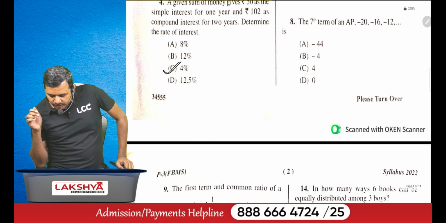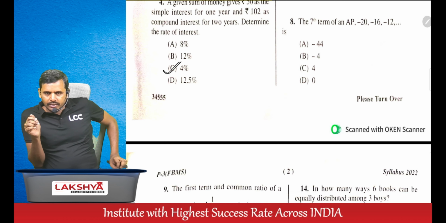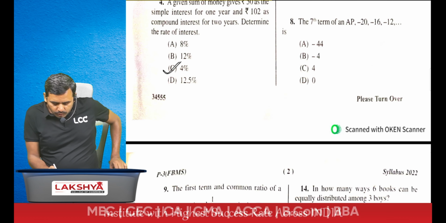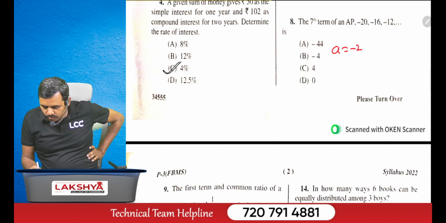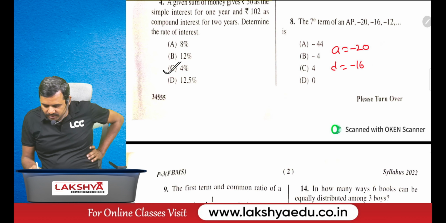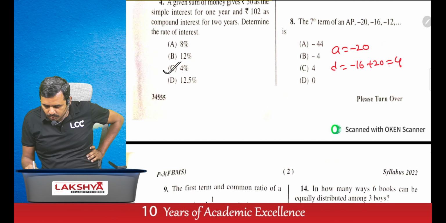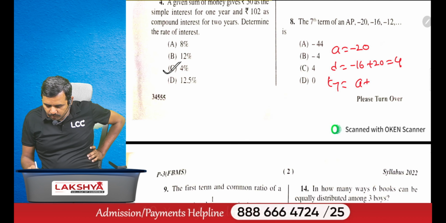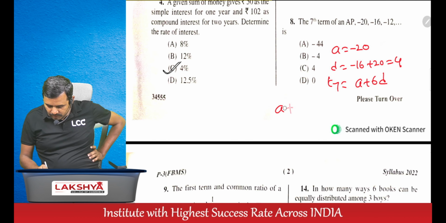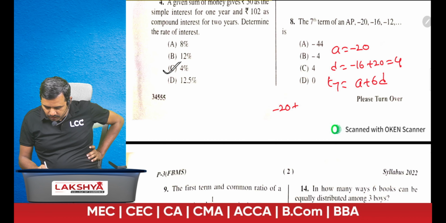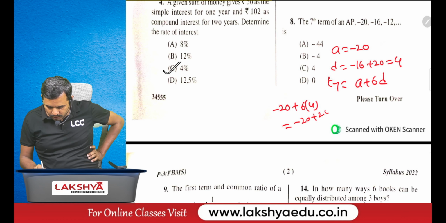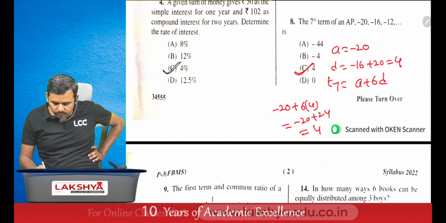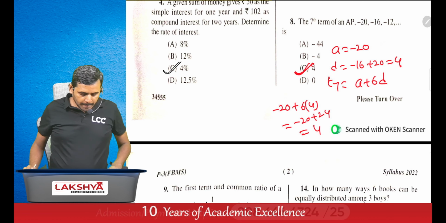Next, 8th question. See, 7th term of AP. The question is minus 20, minus 16, minus 12. Here A is equal to minus 20 and D is equal to minus 16 plus 20, which is equal to 4. The T7 formula is A plus 6D. A means first term, that is minus 20, plus 6 into D value 4, which is equal to minus 20 plus 24, which is equal to 4. Therefore, the right answer is C.